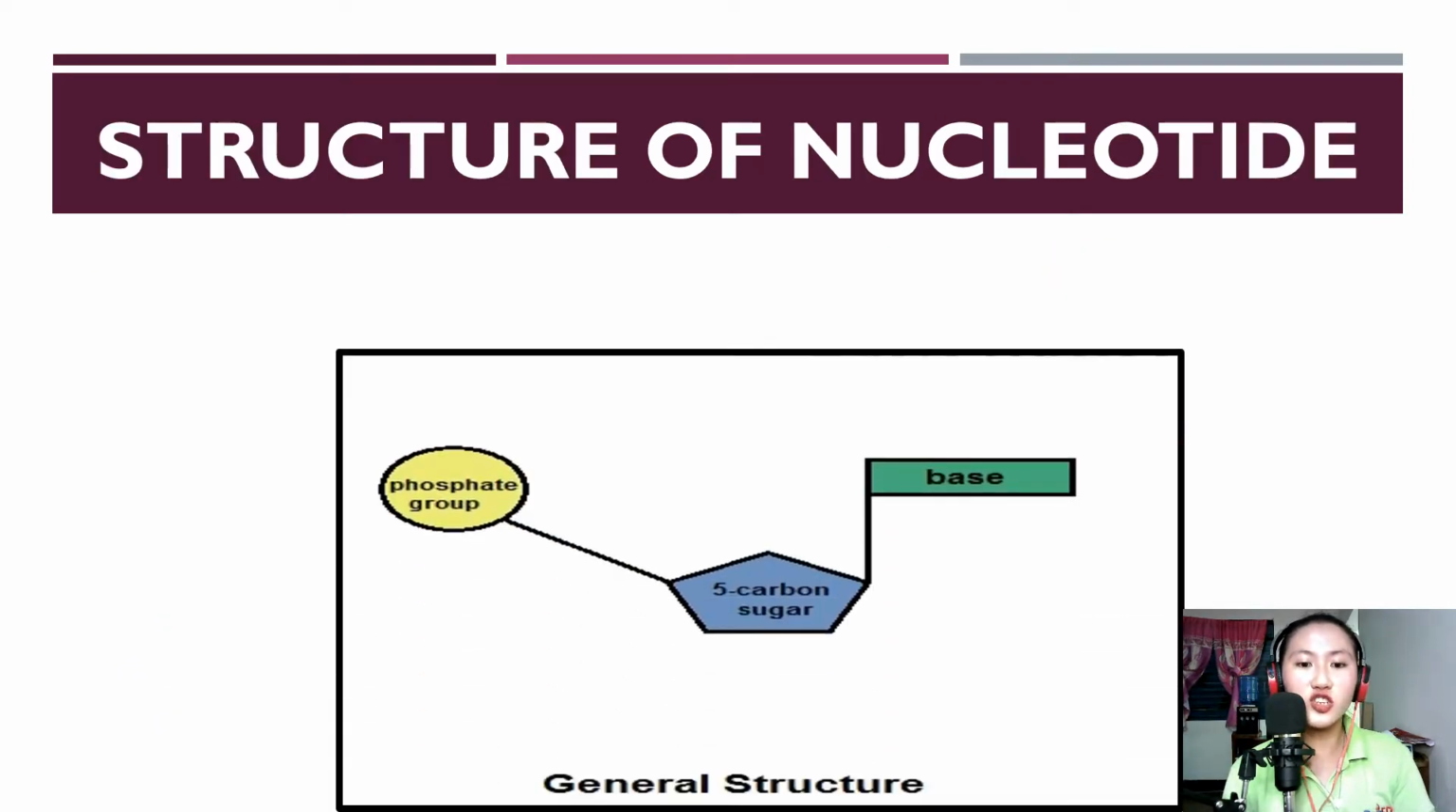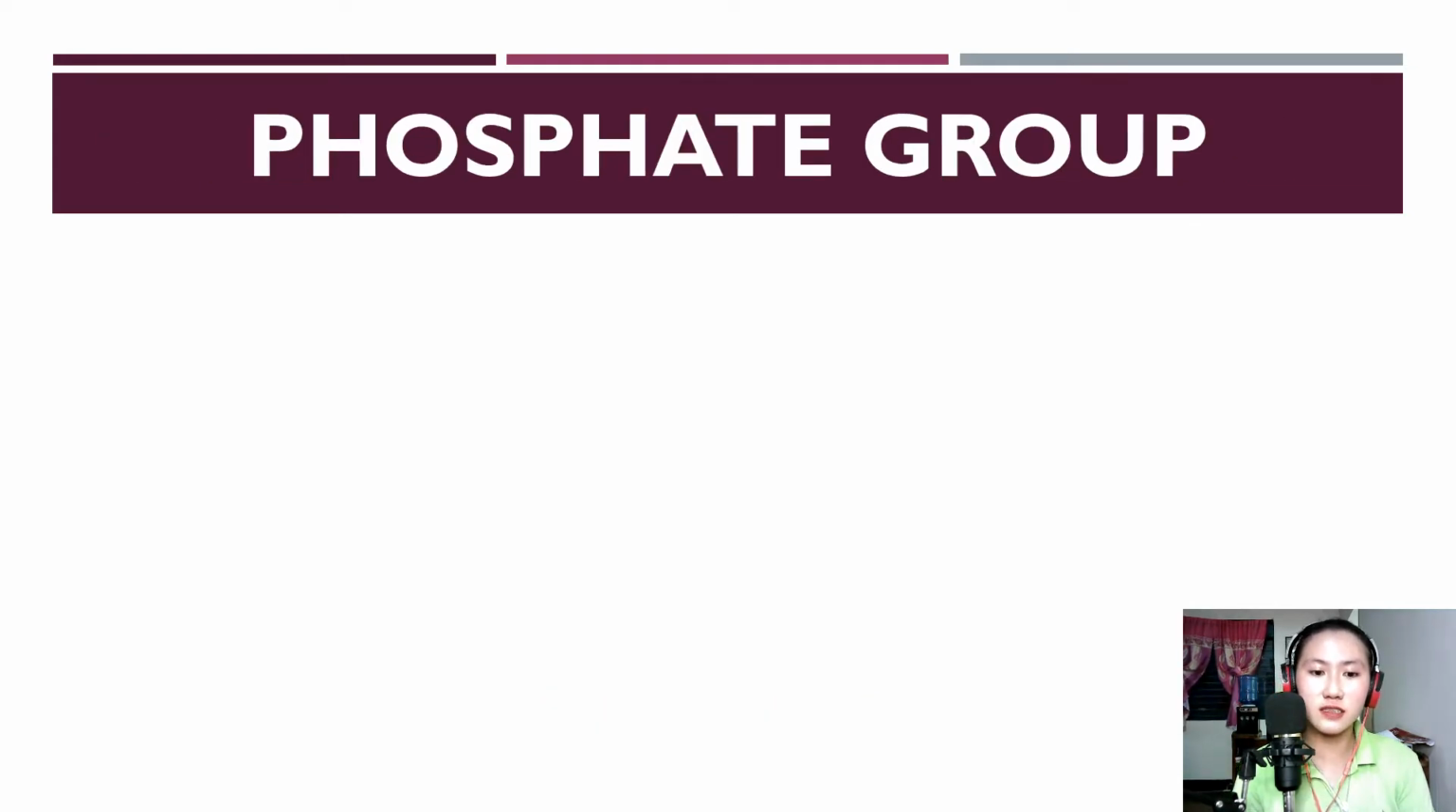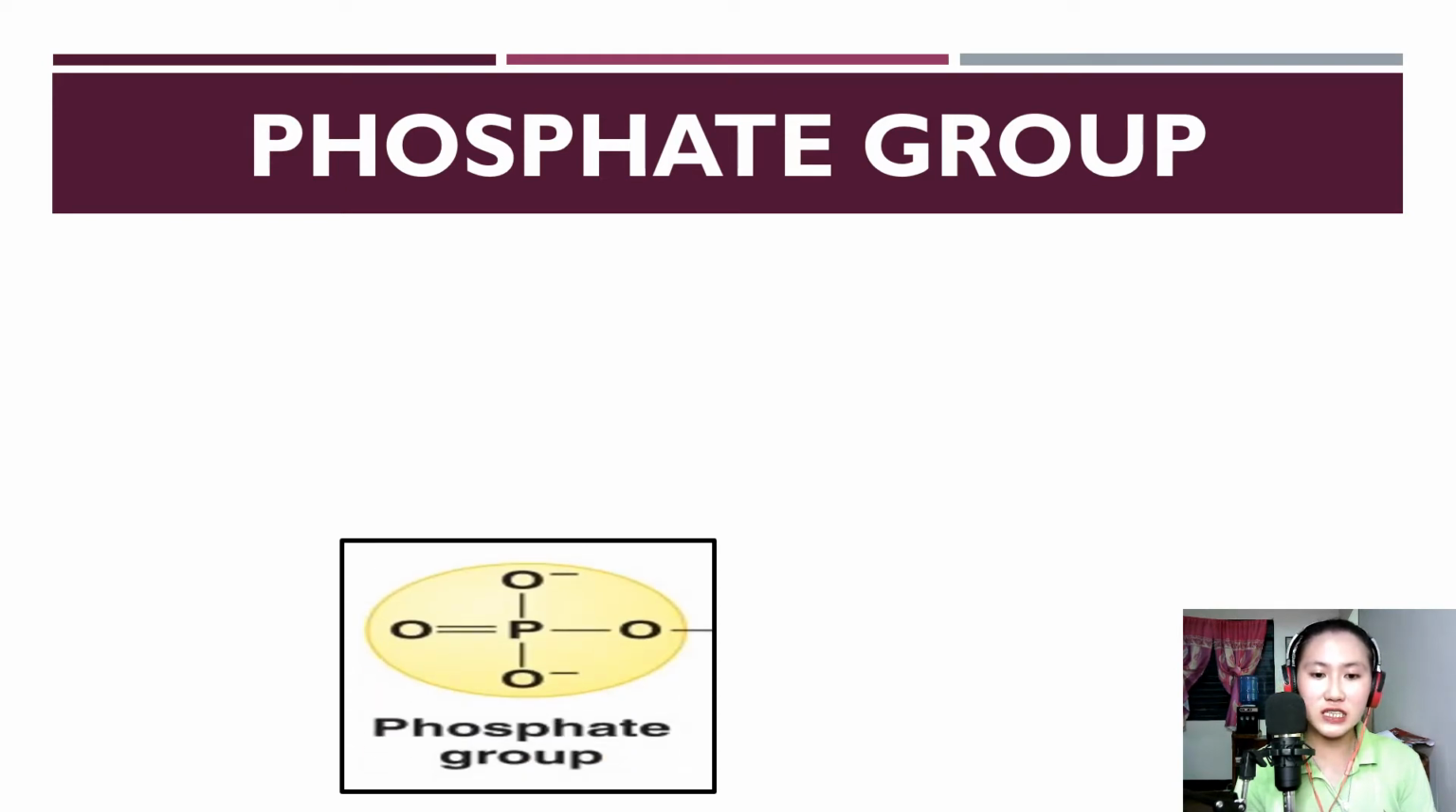So here is the general structure of nucleotides. So first, meron siyang phosphate group here, and then a 5-carbon sugar, and then the 5-carbon sugar is bonded to a base or a nitrogenous base. So let's first discuss the phosphate group. So this is the phosphate group of nucleotides.